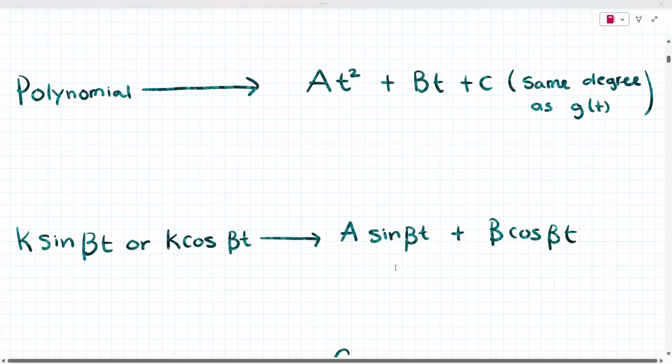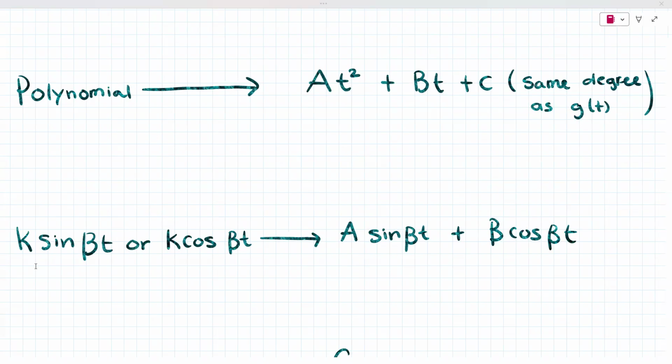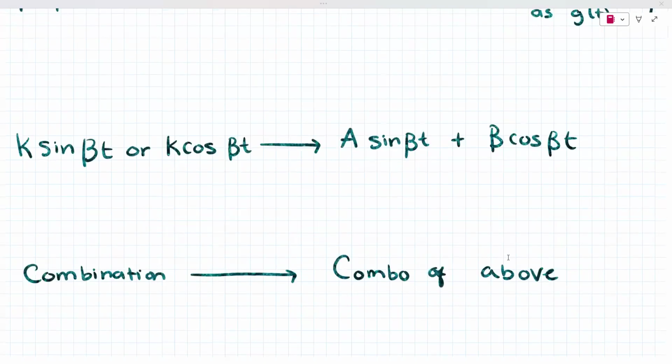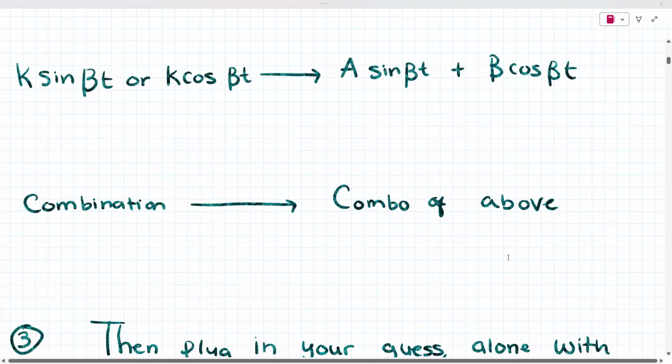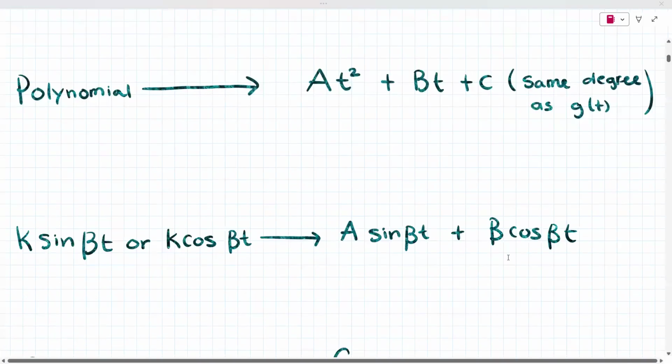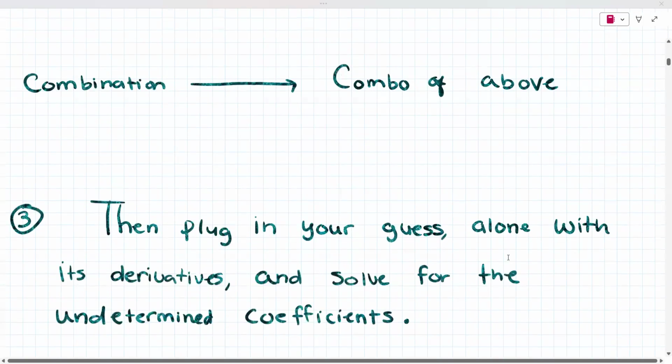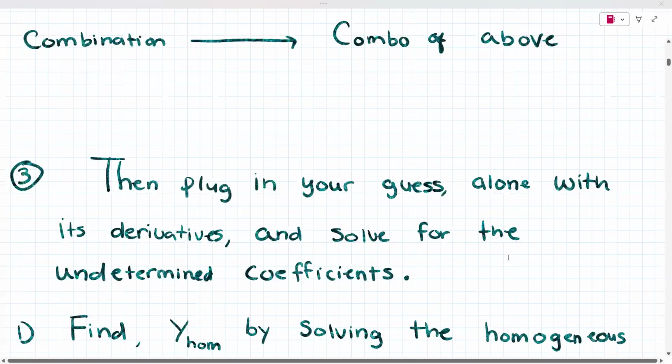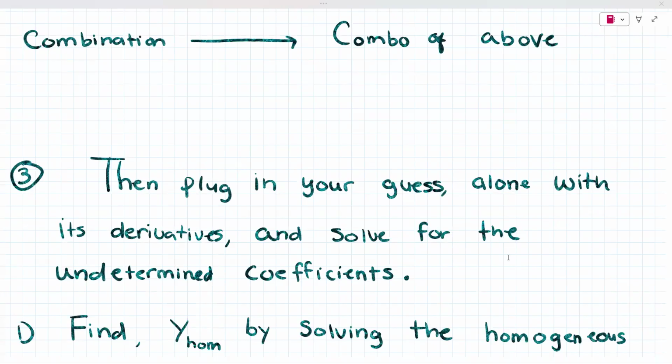If you have a sine or cosine, so a k sine bt or a k cosine bt, your guess would be A sine of bt plus B cosine bt. This will all make sense when we do one of the examples. If you have a combination, you do all of these above. Then step three, plug in your guess along with its derivatives and solve for the undetermined coefficients.